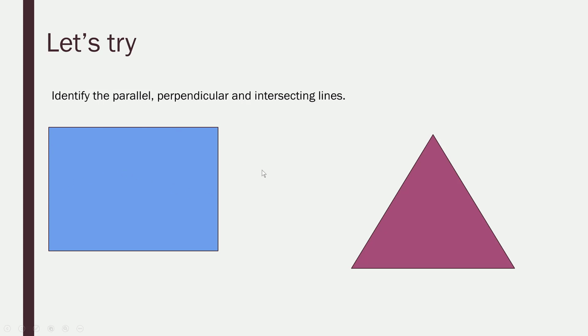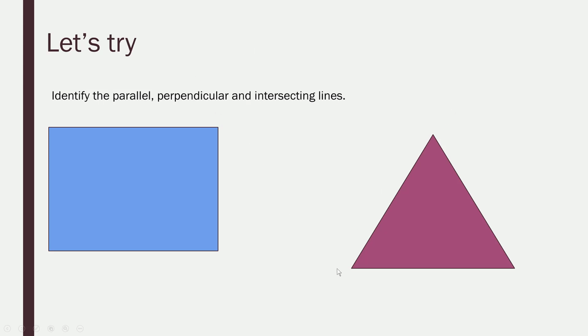And then we have perpendicular lines, which is one horizontal line and one vertical line, meeting at the corner. In the rectangle, we have four sets of those. And of course, all those perpendicular lines are intersecting lines. Remember, all perpendicular lines are intersecting, but not all intersecting lines are perpendicular.